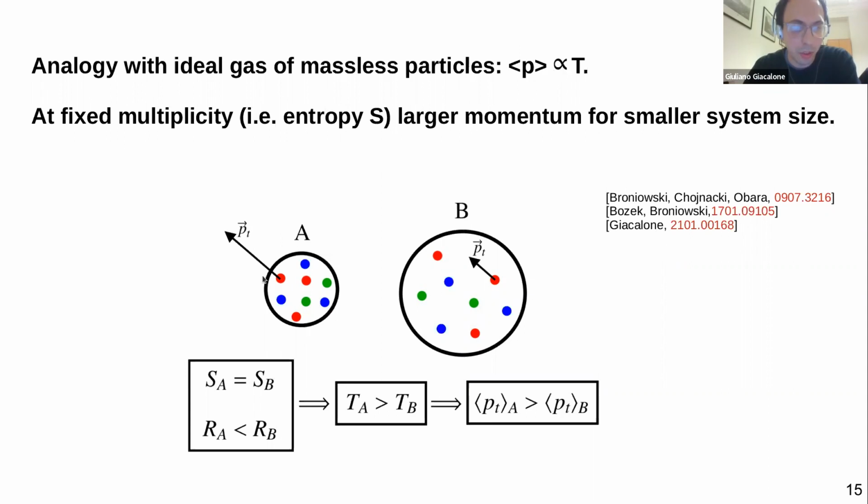So in general, what you expect is that if you have two systems which have the same number of particles, or entropy, which in collisions will be the same final state multiplicity, so the number of particles that you detect, if one of these two systems has a smaller volume, like A is smaller in size than B, then you are stuffing the same entropy in a smaller volume, which means that you're making the system more dense, and the temperature increases. Then you expect to see a larger momentum for the particles. Let's say if you release the container, things like this. So this actually is precisely what happens also in heavy ion collisions.